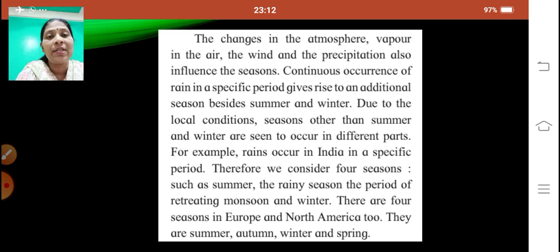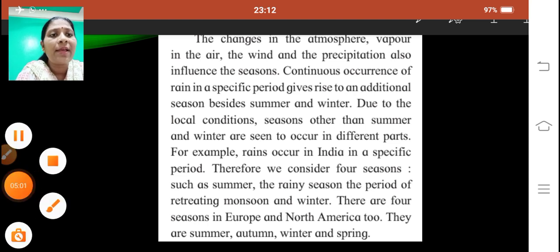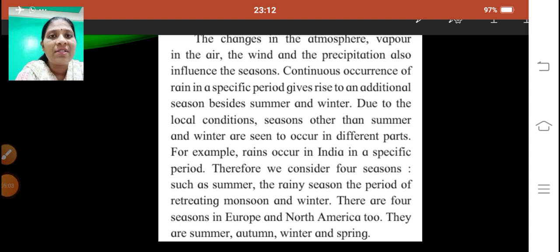Due to the local conditions, seasons other than summer and winter are seen to occur in different parts. Okay, so because of the local conditions, seasons other than summer and winter are seen in different parts. Now, see, for example, they have given a view of India.